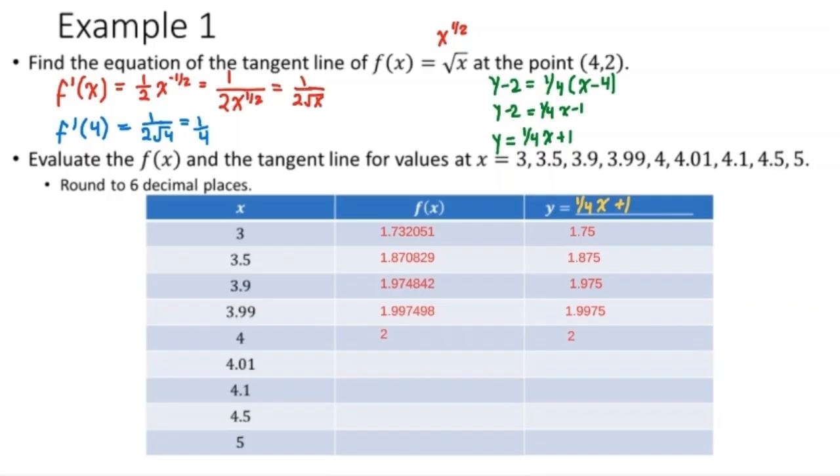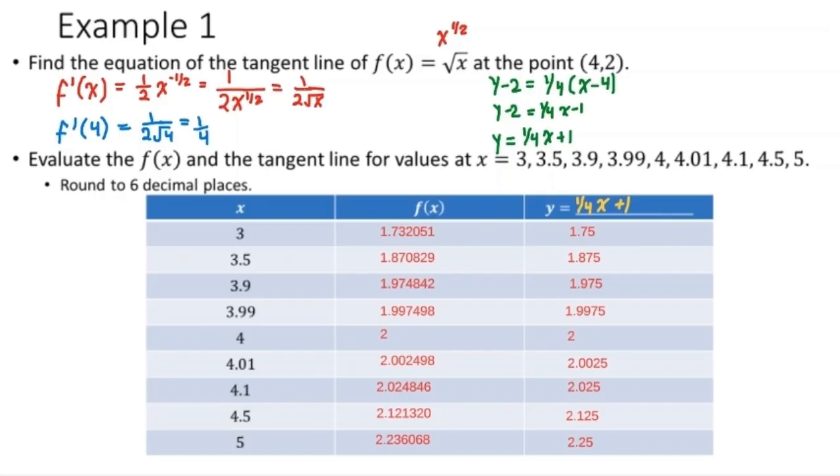But observe as we plug in values from 3, 3.5, 3.9 to 3.99, all the way to 4, notice that the value of our tangent line is closer and closer to the value of our function. If we continue to plug in values such as 4.01, 4.1, 4.5, and 5 into both our function and our tangent line, we see as we get farther from 4, the values of our tangent line are starting to get farther and farther away from our function values.